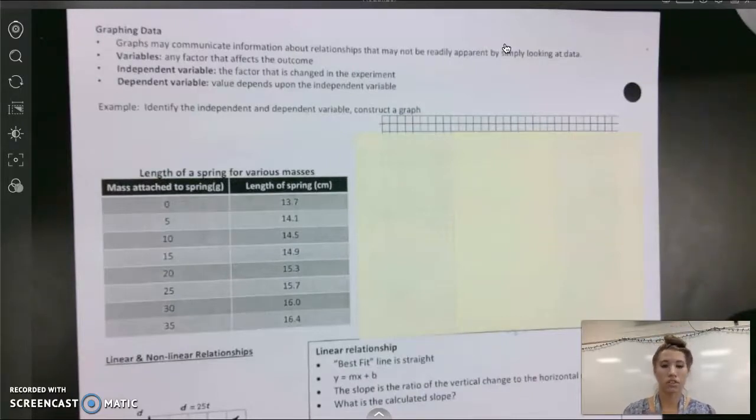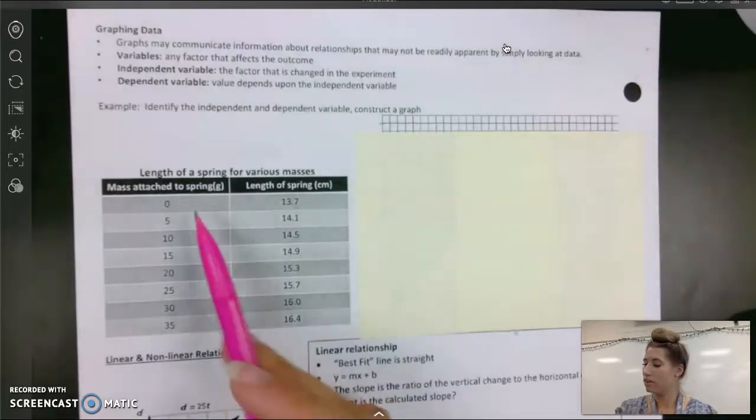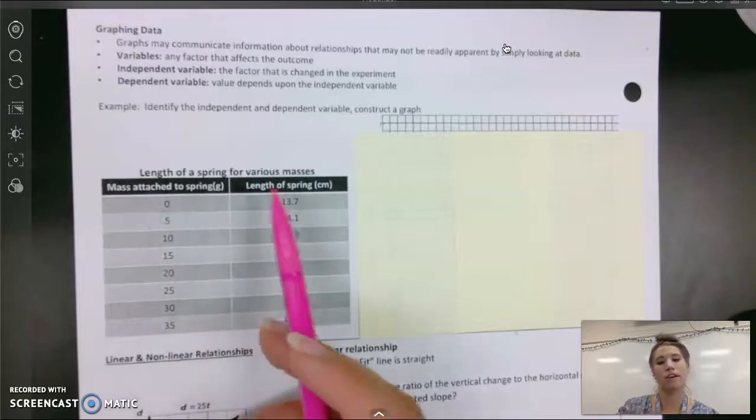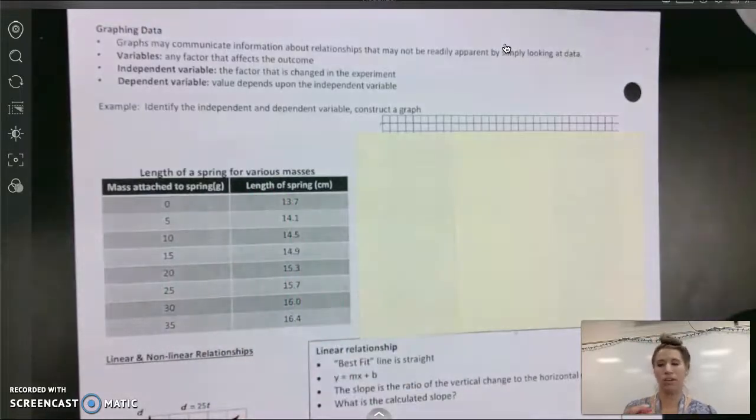So like in this situation, we have springs, we have mass hanging on a spring, and then we have the length of the spring as it's being pulled, okay? And so the factor that the experimenter is controlling is how much weight they're putting on that spring. And then, depending on that weight, the length will change. So the dependent variable depends on what's happening with the independent variable.